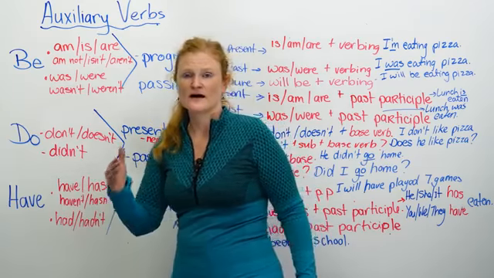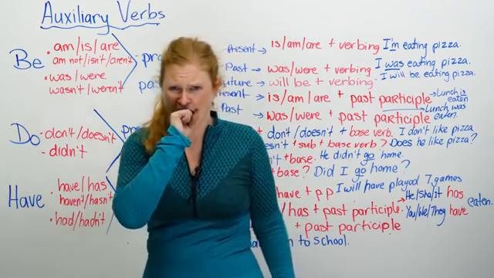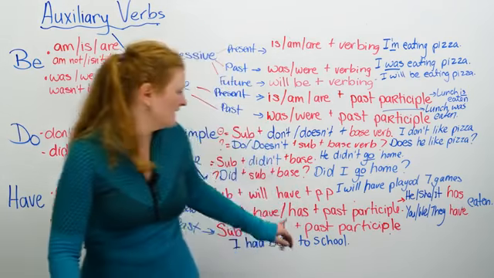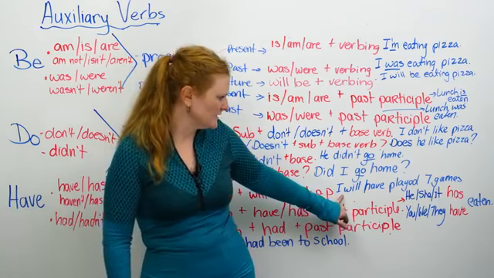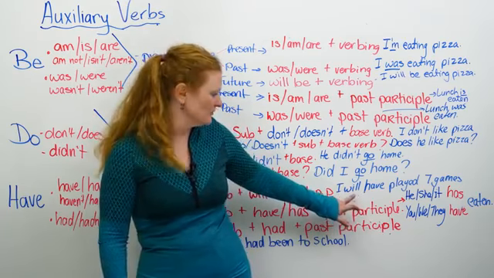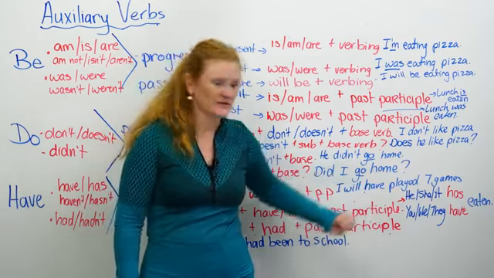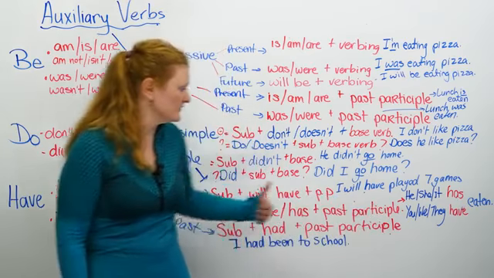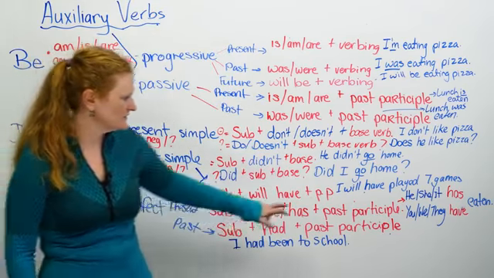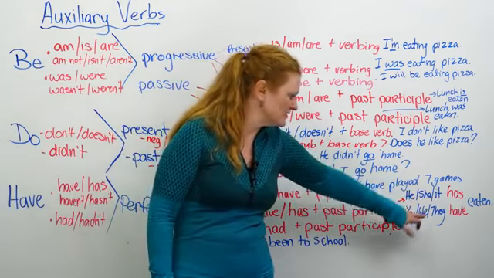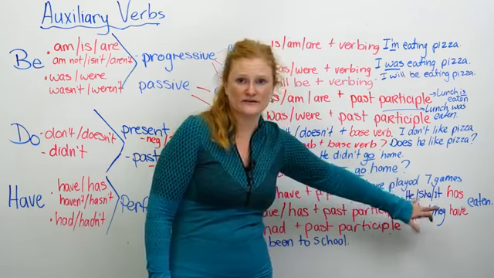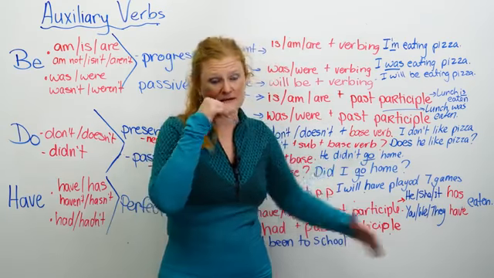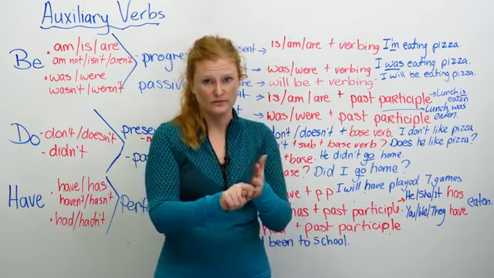So, I haven't eaten lunch. I'm hungry. Future, I will have played 7 games. So we're using will, have, plus the past participle. If we use present perfect, we use he, she, it has eaten. You always have to be careful again on your subject and your verb agreement.